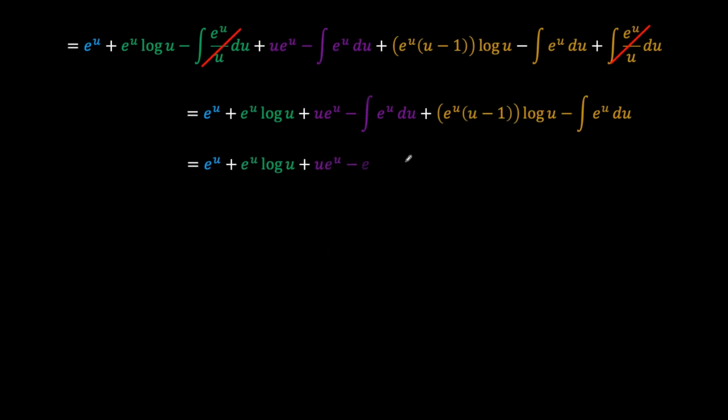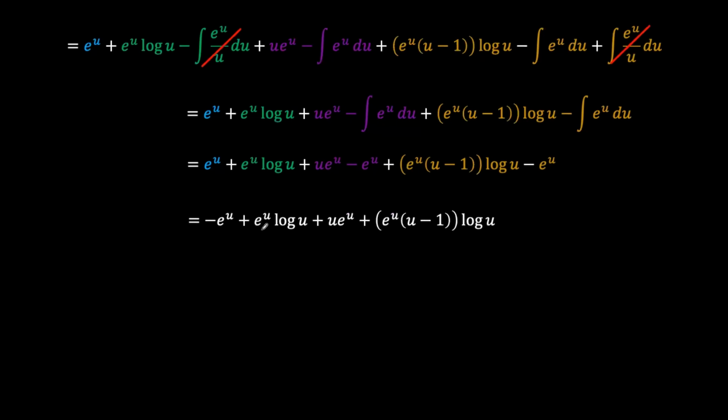And then if we consider these two integrals, we realize that they are the same. So we have e to the power u here minus e to the power u minus e to the power u. That becomes minus. So 1 minus 1 minus 1 is the same as minus 1. So we have minus e to the power u plus e to the power u log u plus u times e to the power u plus e to the power u times u minus 1 times natural logarithm of u.